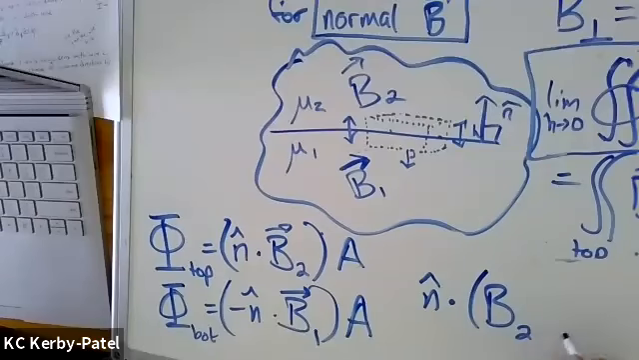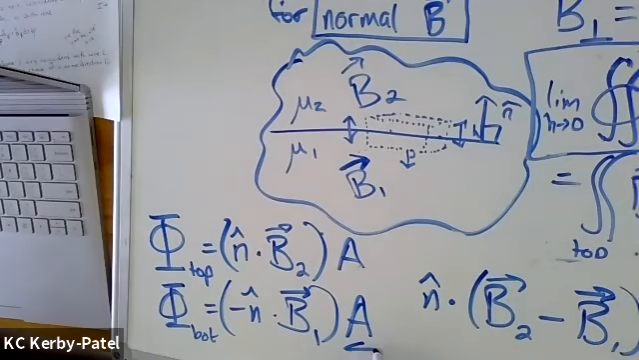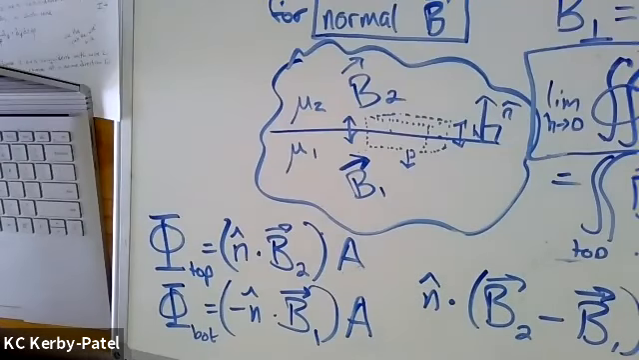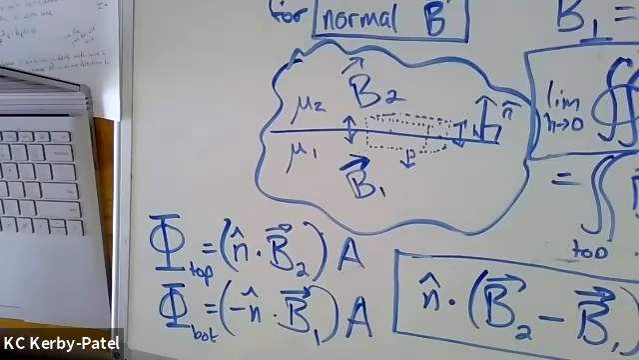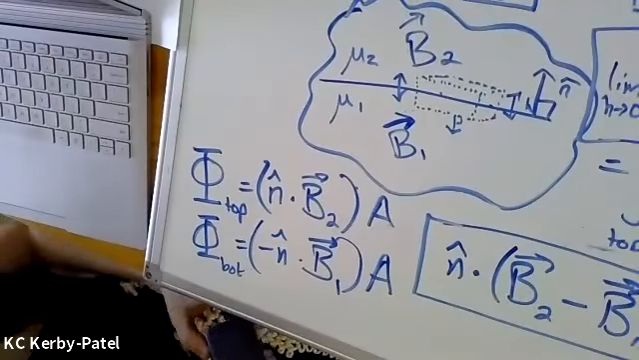So n hat dot (B2 minus B1) has to equal 0, because I never said anything about what this area is. This has to be true for whatever area I choose, and that is only possible if it's true for the vector fields individually. So here's my boundary condition, which I can get from Gauss's law.